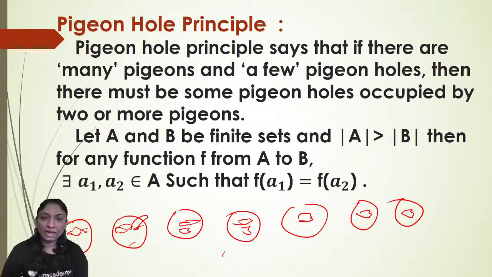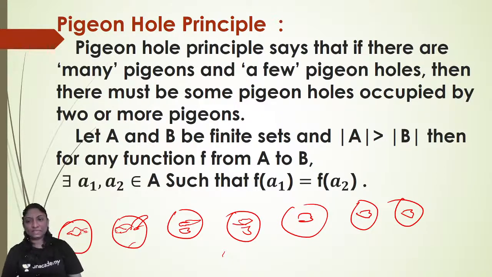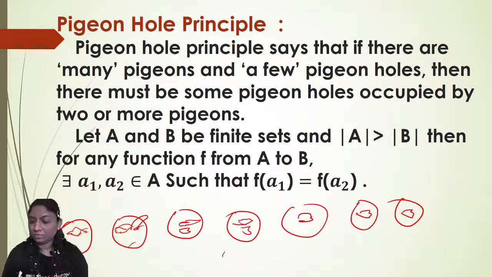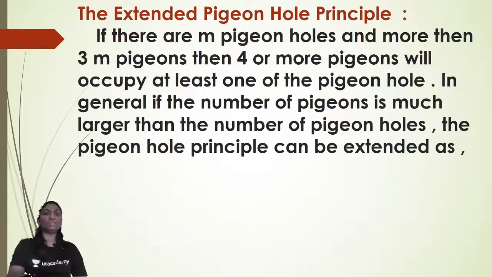Let A and B be finite sets. See here, the pigeonhole principle says that if there are many pigeons and few pigeonholes, then there must be some pigeonholes occupied by 2 or more pigeons. Let A and B be any finite sets, and the cardinality of A is greater than the cardinality of B, then for any function f from A to B, there exist a1 and a2 belonging to A such that f of a1 is equal to f of a2. So this is your pigeonhole principle.